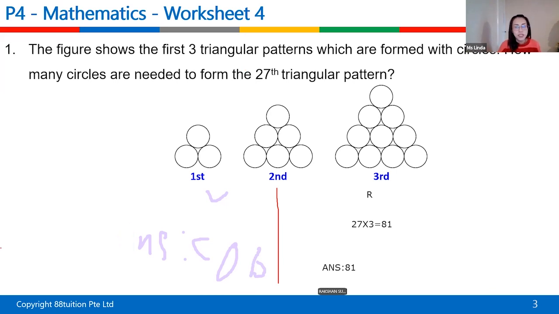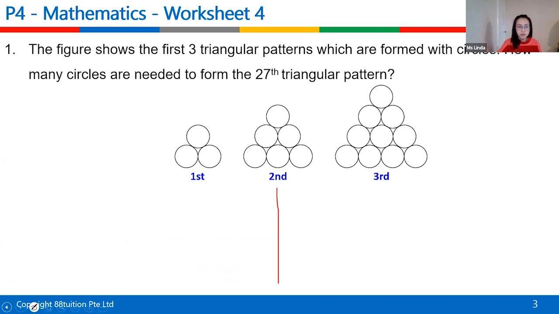Okay, right. We have 2 different answers. So let's take a look at your working. Valerie says it's 406 and Rakshan says it's 81. So I'm going to clear all the working and look at the correct answer. Sorry, let me clear my markings first.